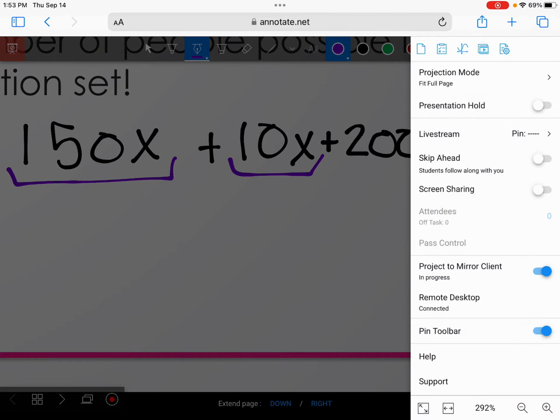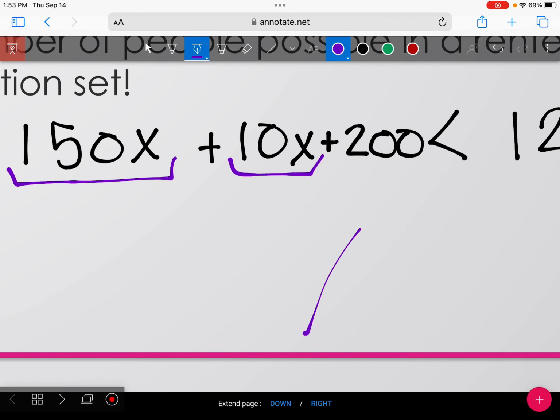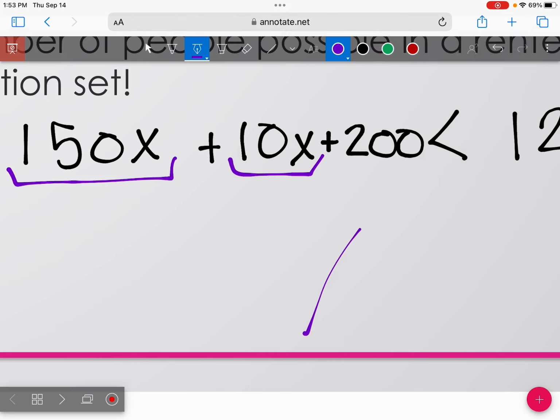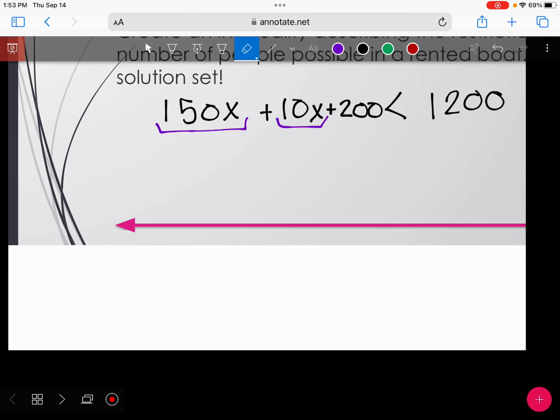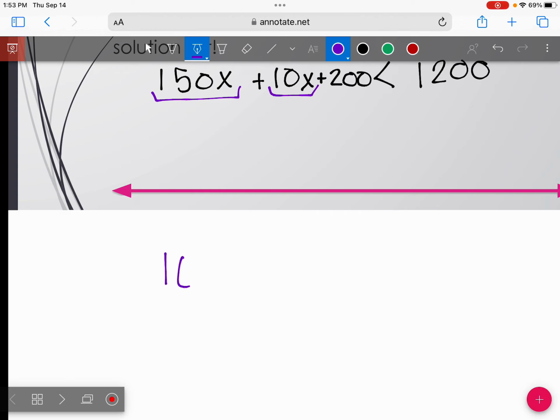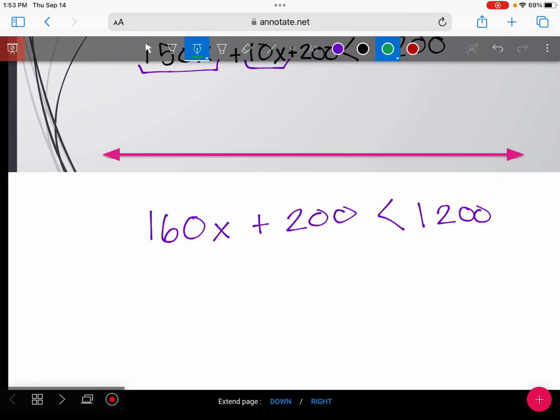160. Yeah, 160. I'm going to give us a little bit more space right here. There we go. I'm going to write down here: 160x plus 200 is less than 1200. Then what can I do to try and figure out what x is? Subtract the 200 from both sides. We're crossing now. So now we're solving. We started with simplifying, and now we're going to solve.